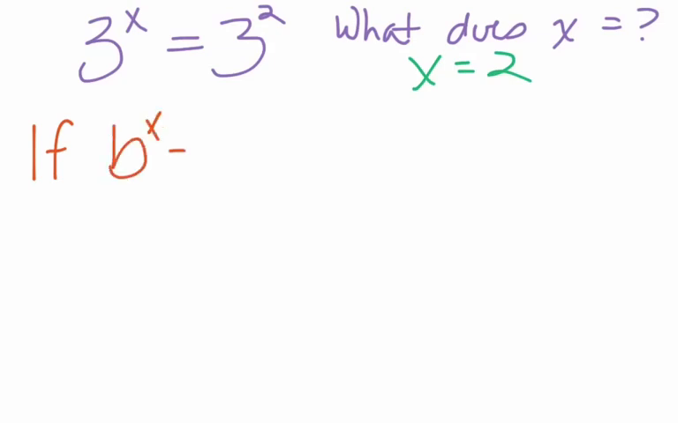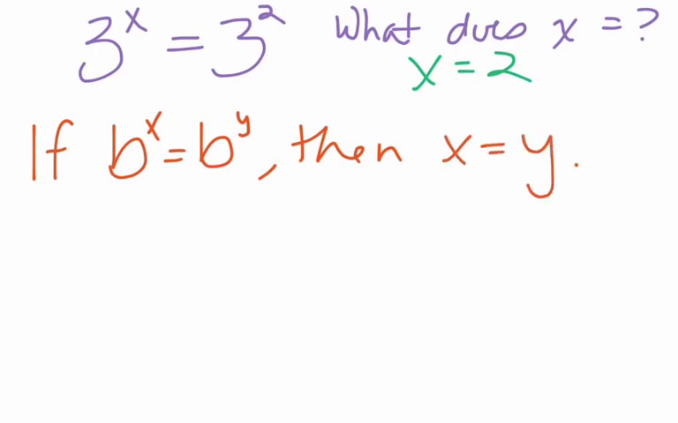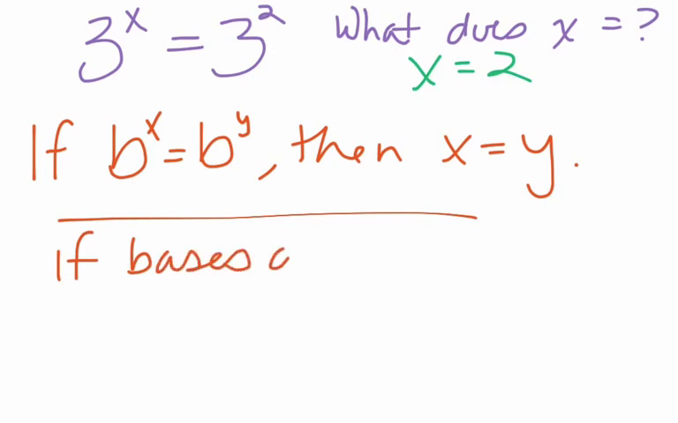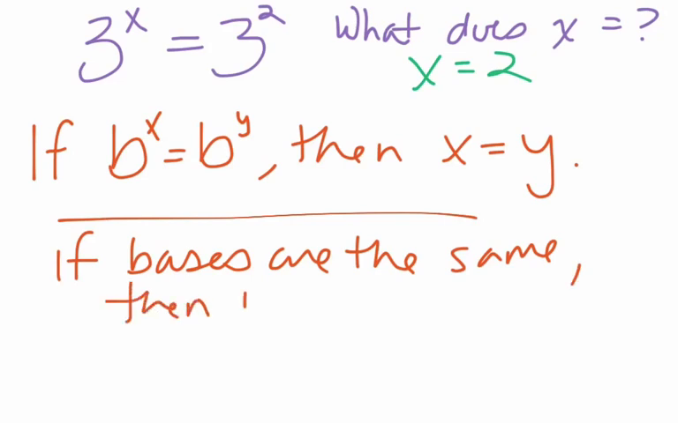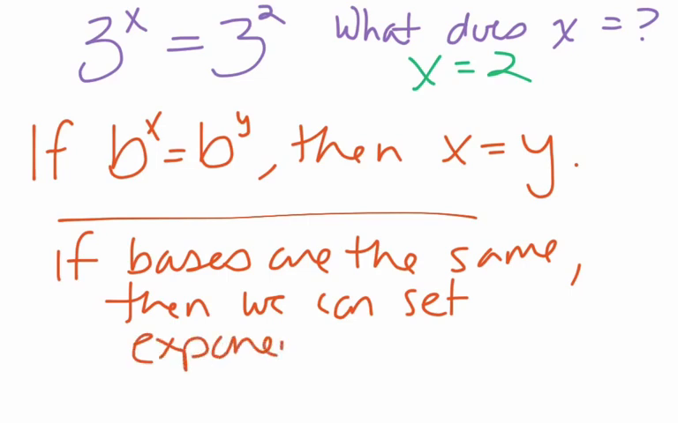If b to the x is equal to b to the y, then x has to be equal to y. In other words, if the bases are the same, then we can set the exponents equal. So in this case, the exponents are x and y. As long as I know that I have the same number as the base, then I can conclude that the exponents are equal.